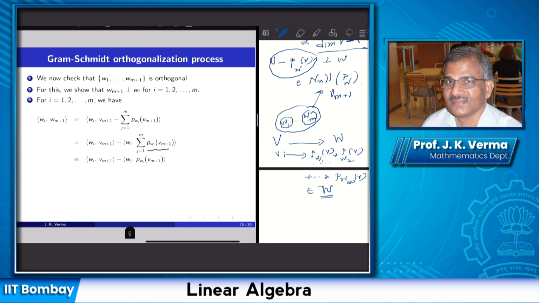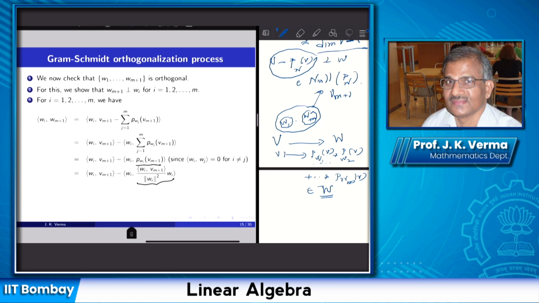So only one term will survive here, and that is the scalar multiple of Wi. The others are scalar multiples of Wj, and they are perpendicular to Wi when i is not equal to j. So I am left with this, okay. But what is the inner product of Wi with the projection of Vm plus 1? Write the projection formula. The projection of Vm plus 1 in the direction of Wi is this vector: take the inner product of Wi with Vm plus 1, divide by the square of the length of Wi, times Wi.